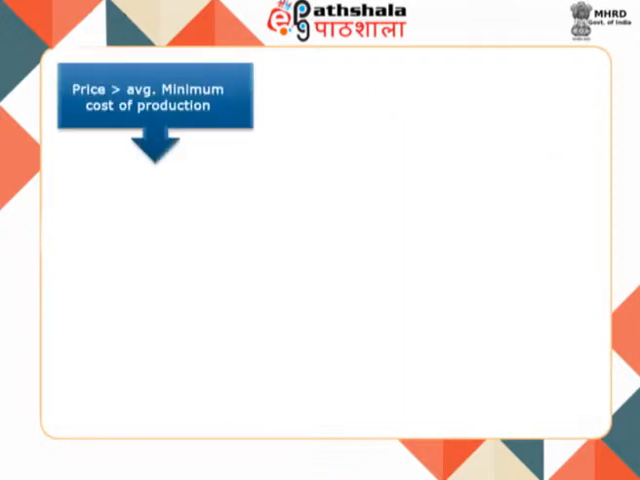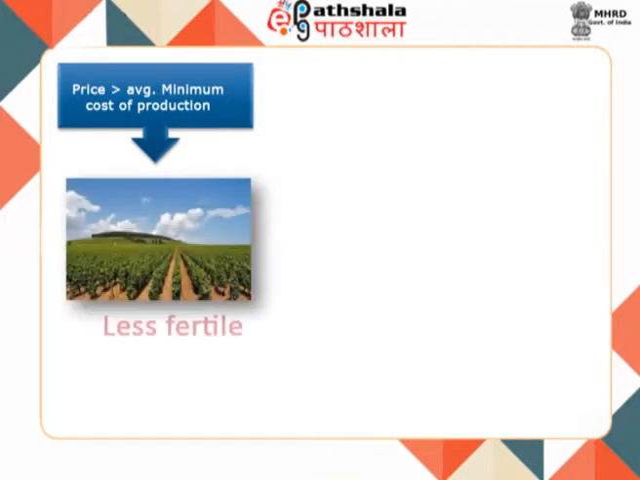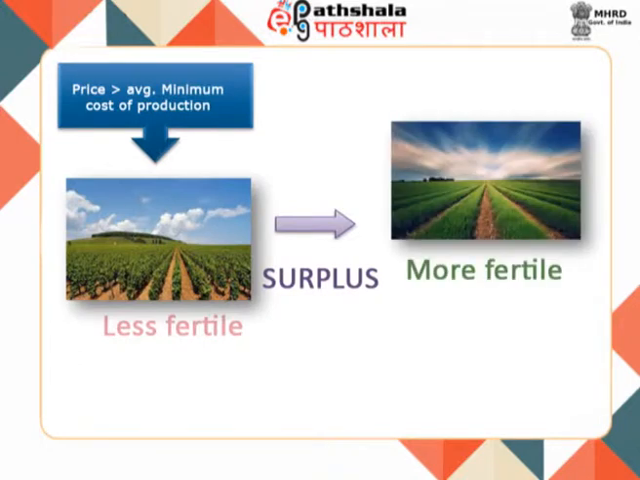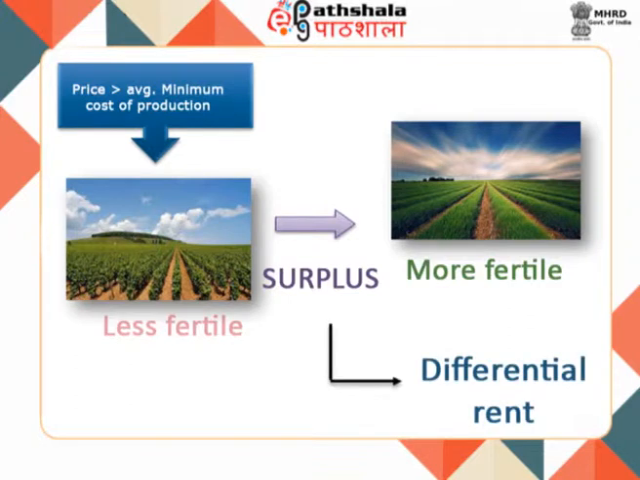When price rises over the average minimum cost of production in less fertile land, a surplus will be generated in the more fertile land, and this surplus is called differential rent.